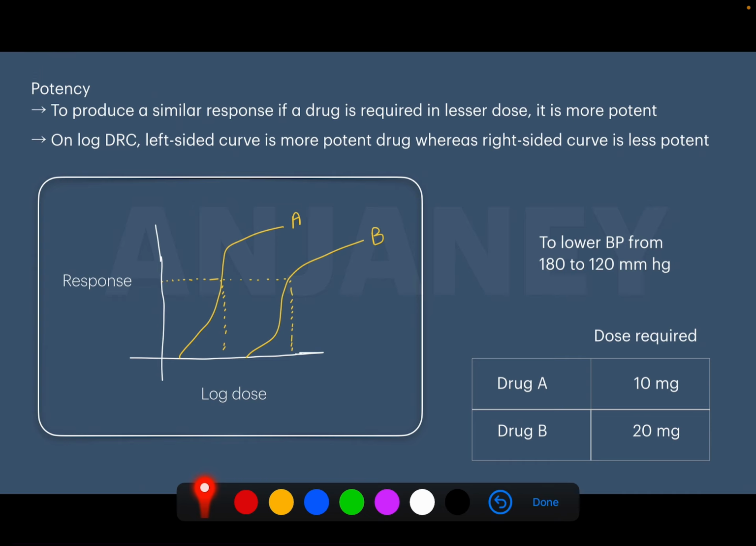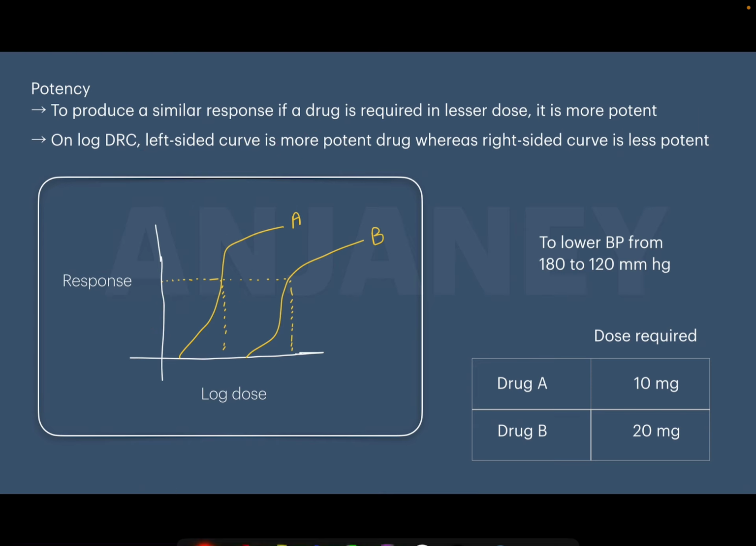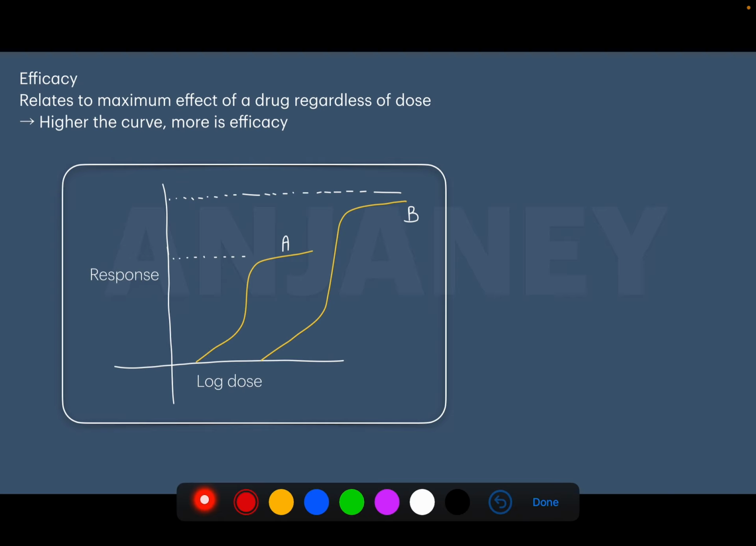So this was potency. The curve which is on the left side will be more potent than the right side curve. Done. Left side will be more potent. Now efficacy is just the effect. We are just seeing the effect or the response.